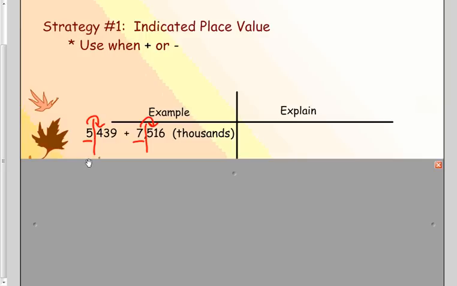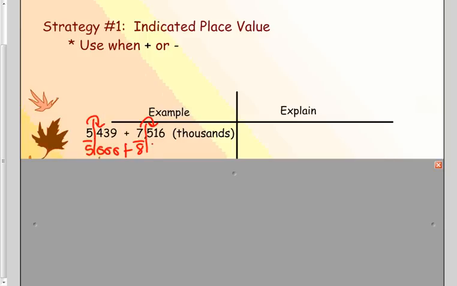Do not try to do this in your head. Just take the extra second, write it out. So 5,000 peeks over at the 4. Its next door neighbor is lower than 5, so this is going to become 5,000. Plus the 7 peeks over, and it's 5 or above, 7,000 is going to be rounded up to 8,000. Everything after the fence becomes a 0.